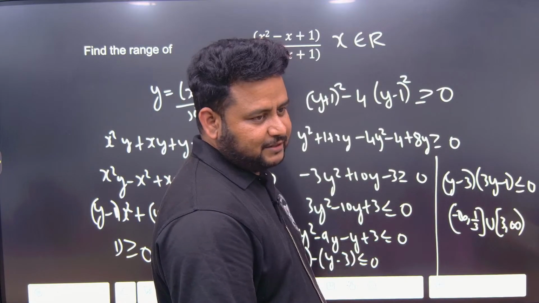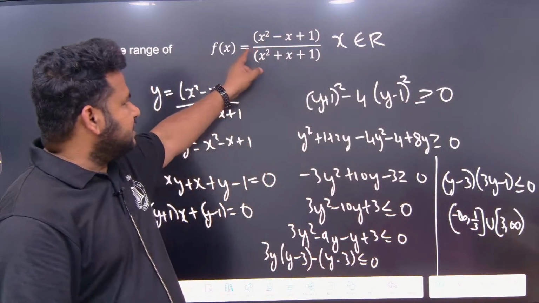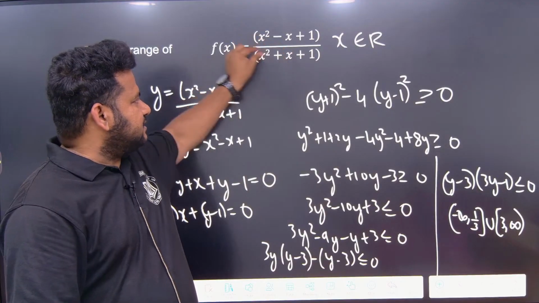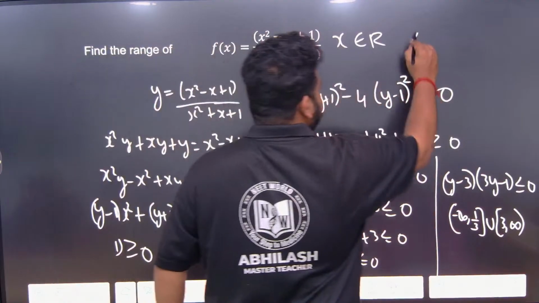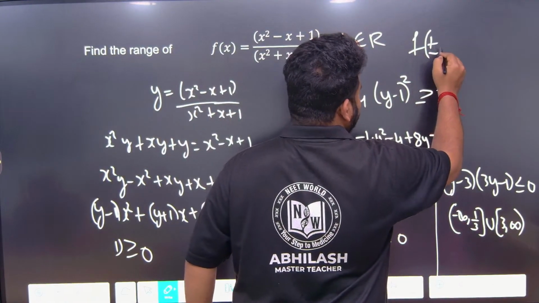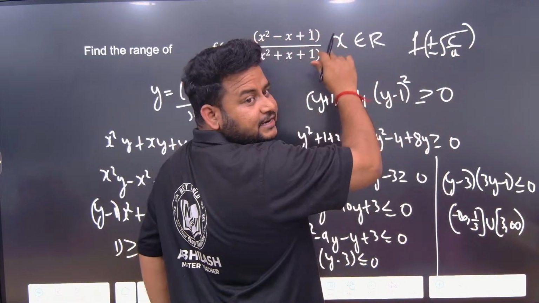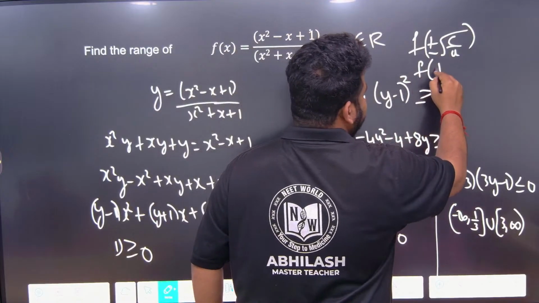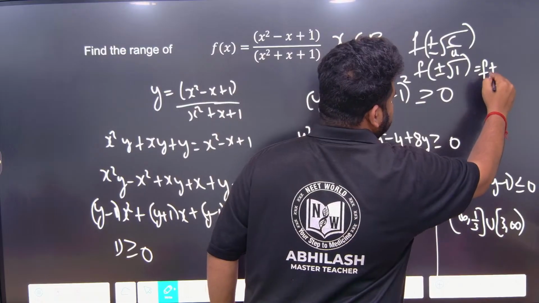If you do the normal method, this many steps you have to do. But otherwise, if you use the shortcut, see, this is in the form ax square minus bx plus c by ax square plus bx plus c. So I can write this as f of plus or minus square root of c by a. C is 1, look at the numerator. A is also 1. So I should put f of plus or minus square root of 1 by 1, it is 1. So I can write it as f of plus or minus 1.